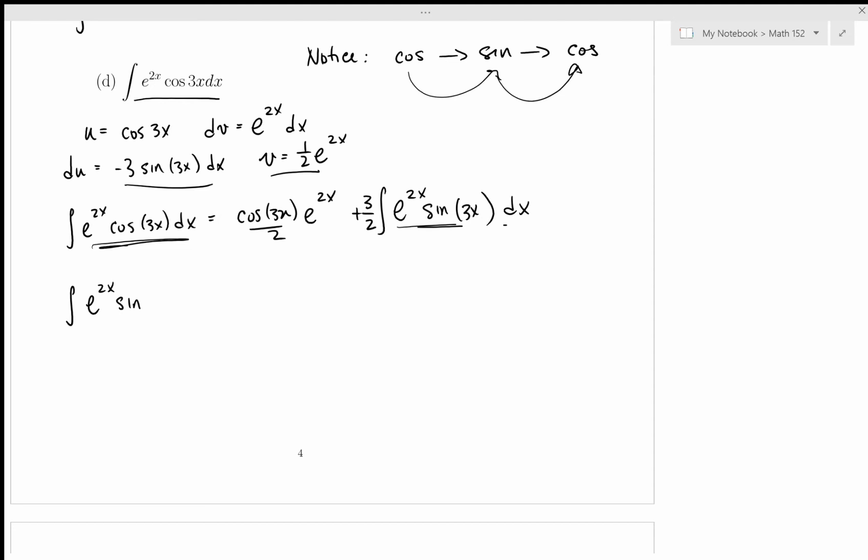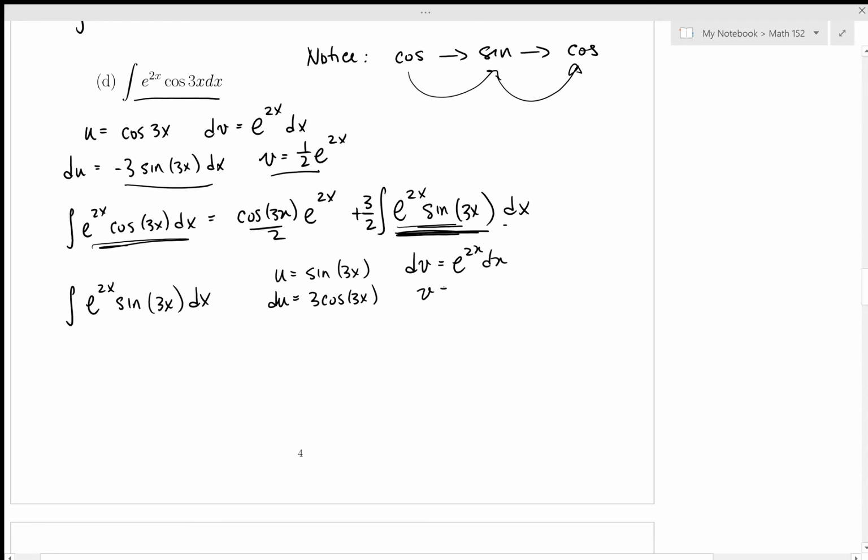Okay, so now I'm taking a look at that integral, e to the 2x sine 3x dx. And I'm going to go by parts again, the same way, except this time u will be sine of 3x and du will be 3 cosine 3x. And dv will be the rest of the integral, which is e to the 2x dx, and v will be 1/2 e to the 2x.